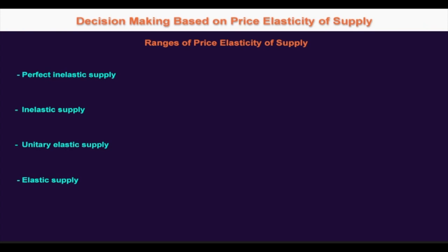The next one would be elastic supply. Elastic supply, if you draw the diagram, this would be price, the origin, the quantity supplied. It will be something similar to this one.